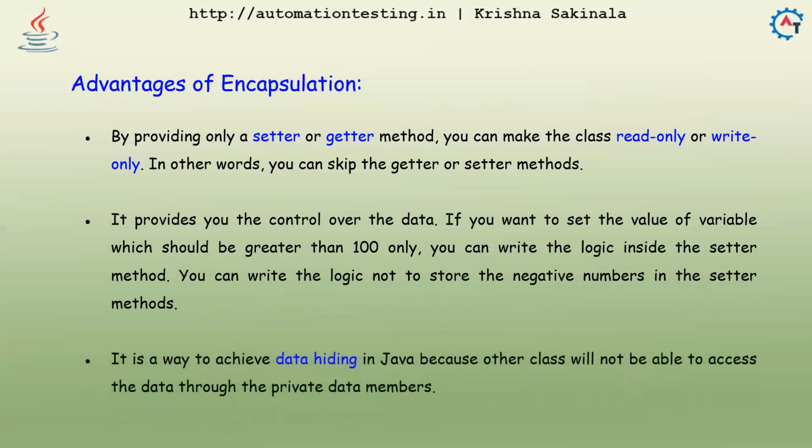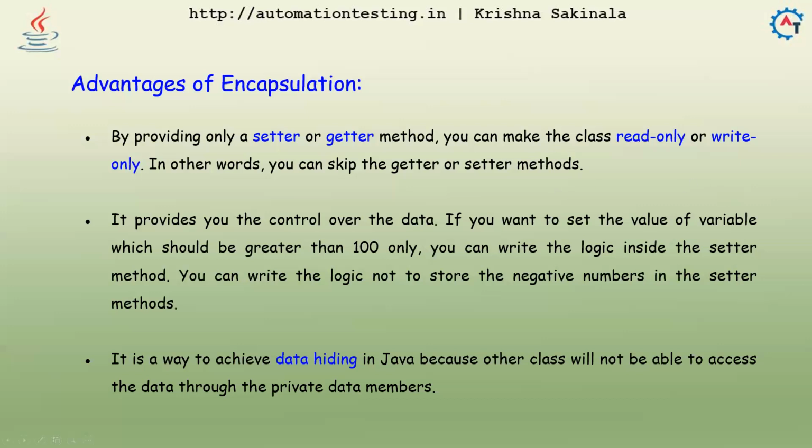It is a way to achieve data hiding in Java, because other classes will not be able to access the data through the private data members. So this concept is also called data hiding. You are not providing any information to the outside. You are hiding the data inside that class. Okay, so this is the advantage of encapsulation. By taking one example, we'll understand all the points which we discussed.